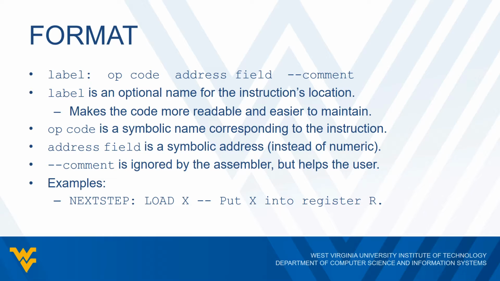So we might have something like next step colon load X. And what that is saying is we're going to put X into register R. So load X is the instruction. Next step is the label for it. And then the 2 dashes means that everything to the right of that is a comment. So the fact that we say put X into register R, we can put that in our code, but our assembler will not read it.